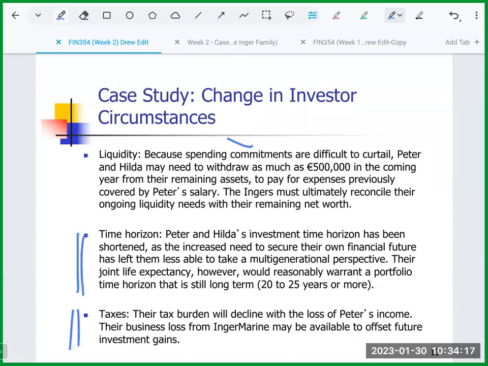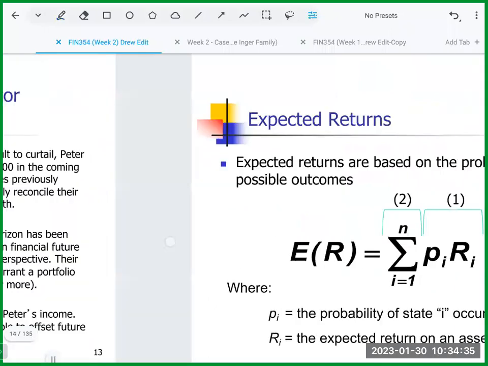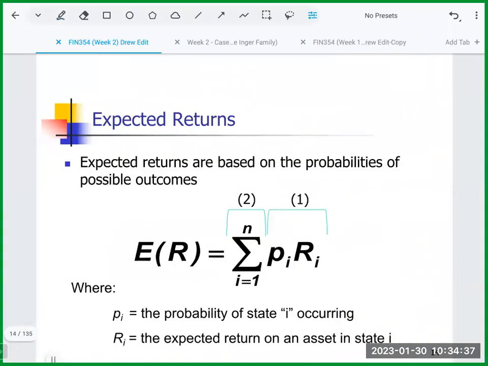So tax also, in fact, the tax burden would be reduced, right? But something to take note of, remember we talked about loss harvesting. Because the company is making a loss, we might be able to harvest this loss and so reduce the overall taxable income in the future. All right, so that's all for the first part on the case study.